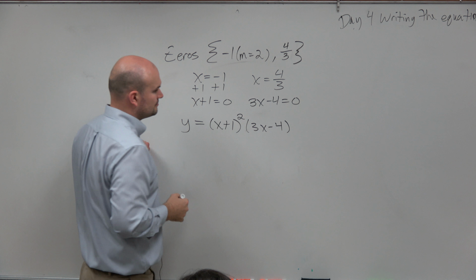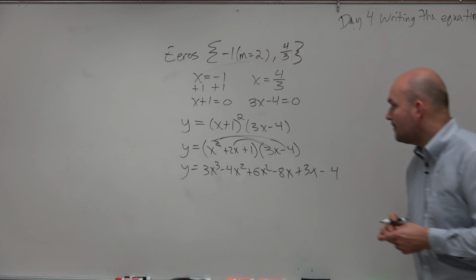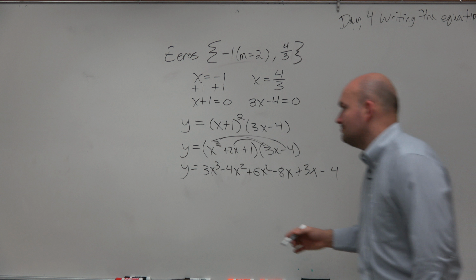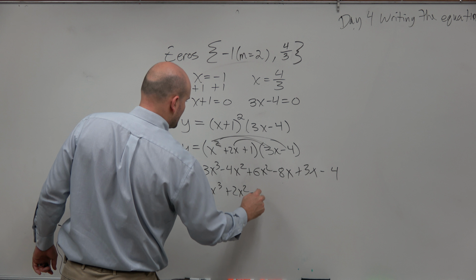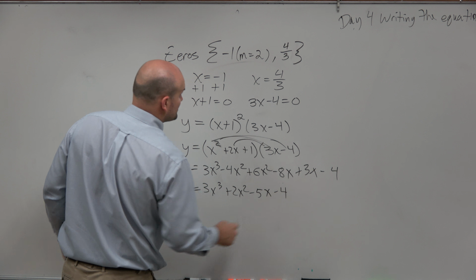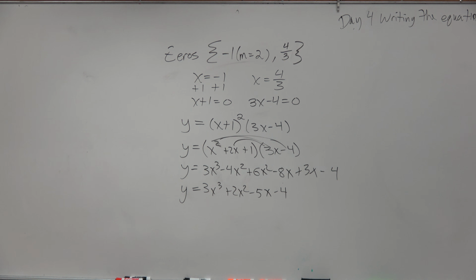So x squared times 3x is going to be 3x cubed. x squared times -4 is -4x squared. 2x times 3x is 6x squared. 2x times -4 is -8x. 1 times 3x is +3x. And 1 times -4 is -4. Then I'll just combine my like terms. It's 3x cubed plus 2x squared minus 5x minus 4. And there you go. I am done.